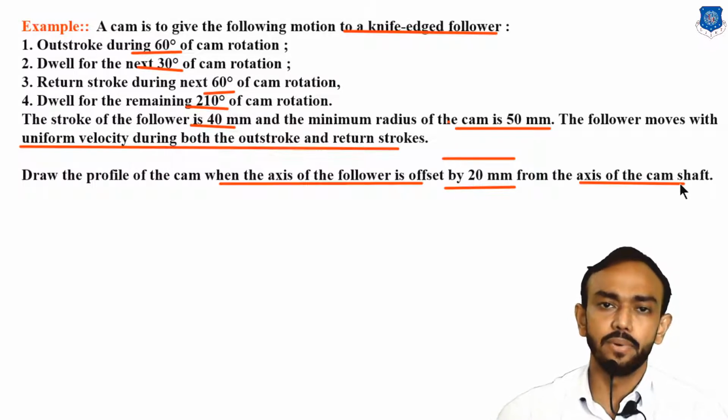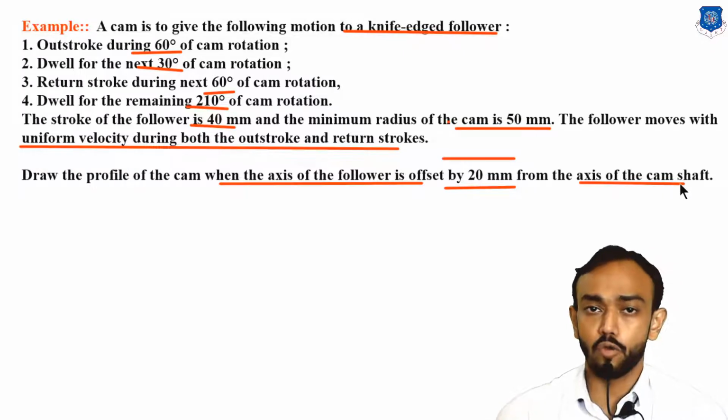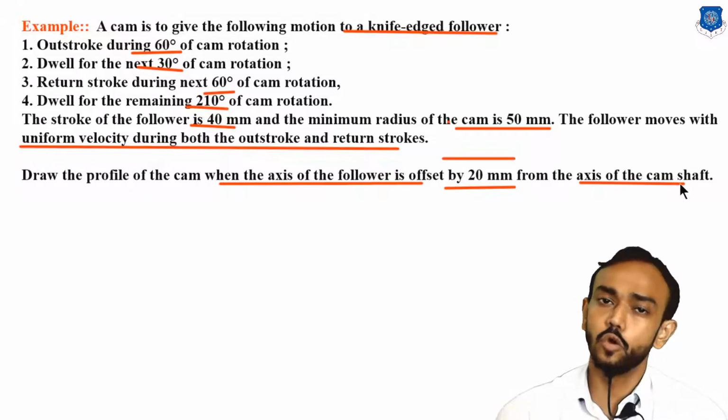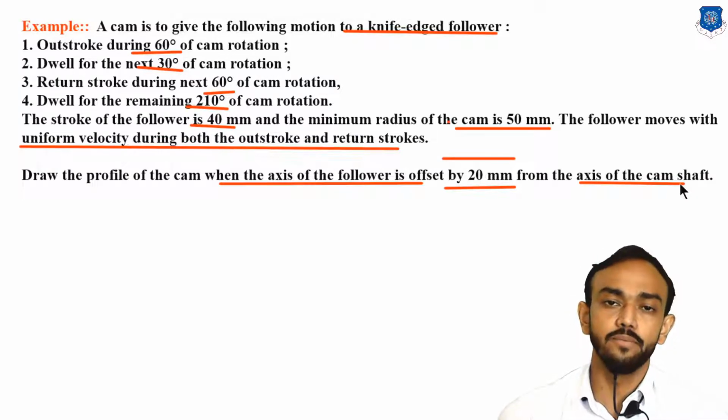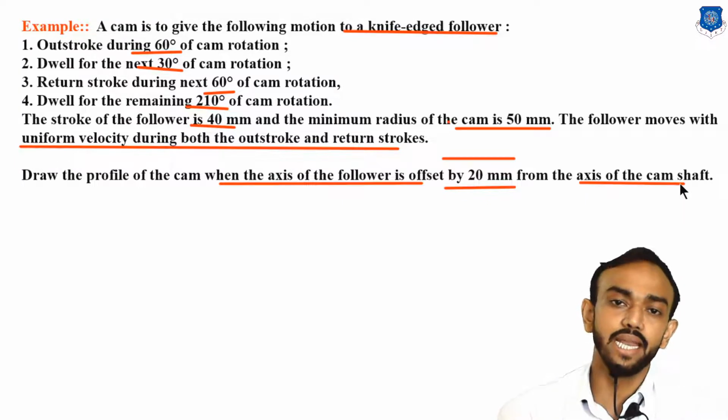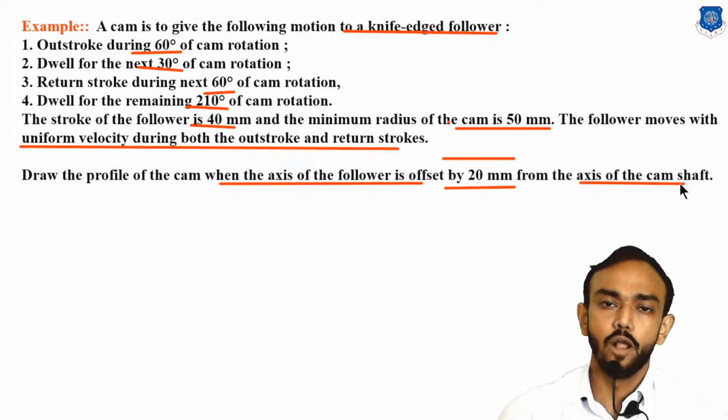In this example, the direction of the cam, clockwise or anti-clockwise, is not given. So we are assuming that the cam is rotating in a clockwise direction. The profile we will make in this example will be anti-clockwise, because we always make the profile in the direction opposite to the rotation of the cam. Since the direction is not given, we have taken clockwise, and the profile will be anti-clockwise.